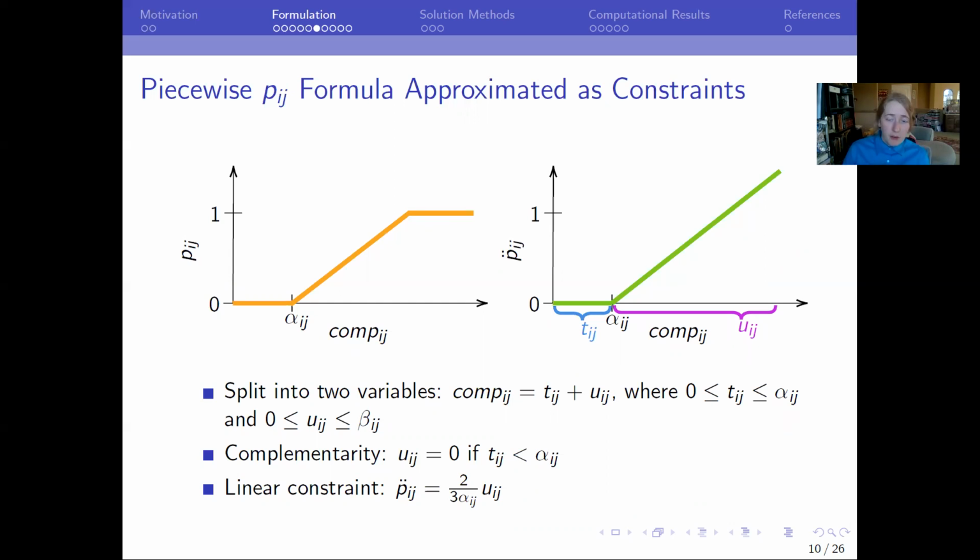We do model the first breakpoint by breaking comp ij into two non-negative components, Tij and Uij. And the compensation is the sum of these two variables, and they are also bound by a complementarity constraint. That is, U can't be positive unless Tij is at its maximum value alpha. But if we include this complementarity and the range for each variable, we can capture P double dot as the green line using the linear constraint shown below.